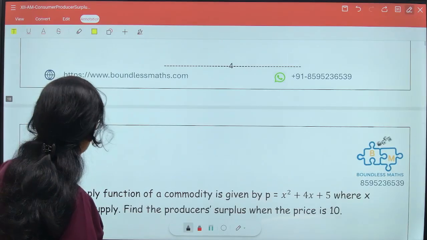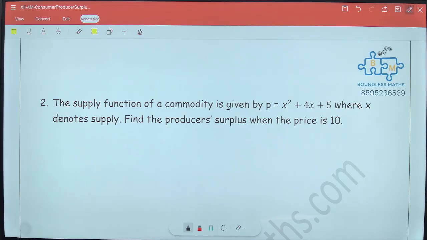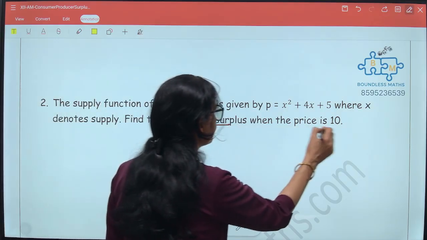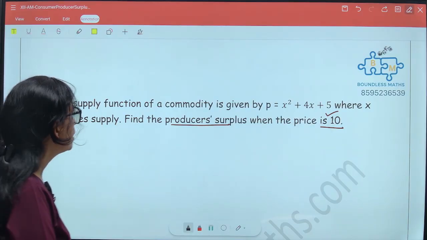Let's move to the next question. The supply function of a commodity is given to you, where x denotes supply. Find the producer surplus when the price is 10. So you need to find the producer surplus. You are given the equilibrium price. What you need is the equilibrium quantity before using the formula for producer surplus.